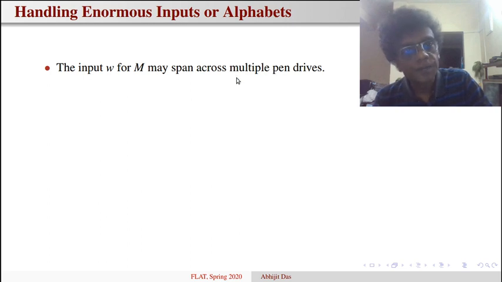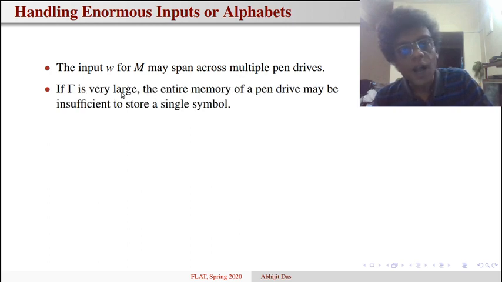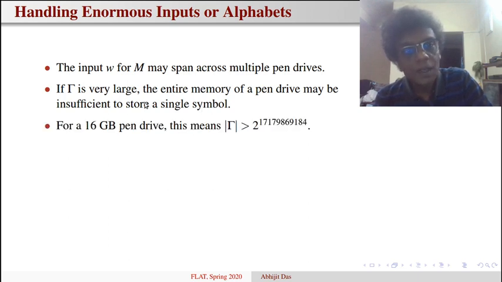But if gamma is very large, this is a problem we have to address. The entire memory of a pen drive may be insufficient to store a single symbol. Okay. What does it mean? It means that for a 16 GB pen drive, we have this many bytes or bits.